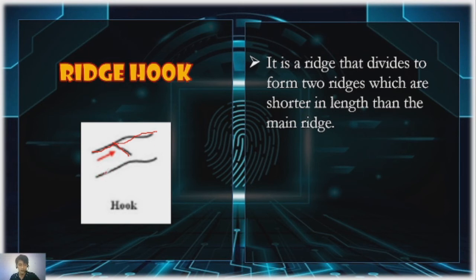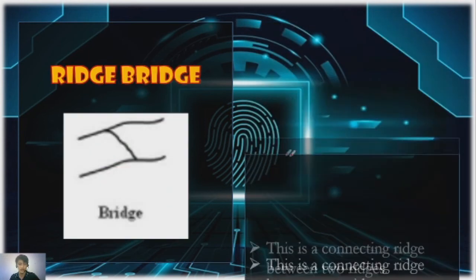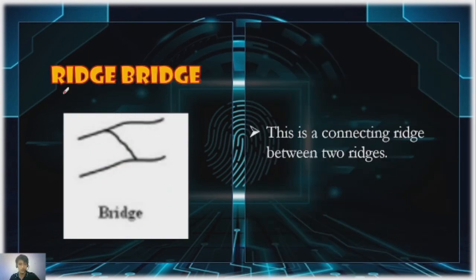And take note, it should not reach the opposite ridge. If that is the case, then we can say that it is not a ridge hook, but a ridge bridge. It's a bridge because it connects the two ridges facing each other. So that is a ridge bridge.